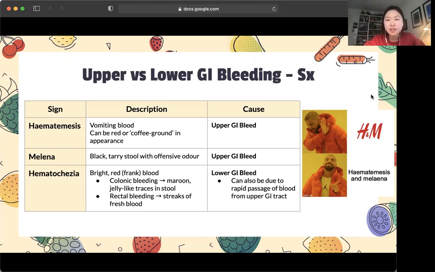Melena is your black tarry stool with an offensive odor. Both of them are that color because the blood has been digested. And hematochezia is bright red frank blood.